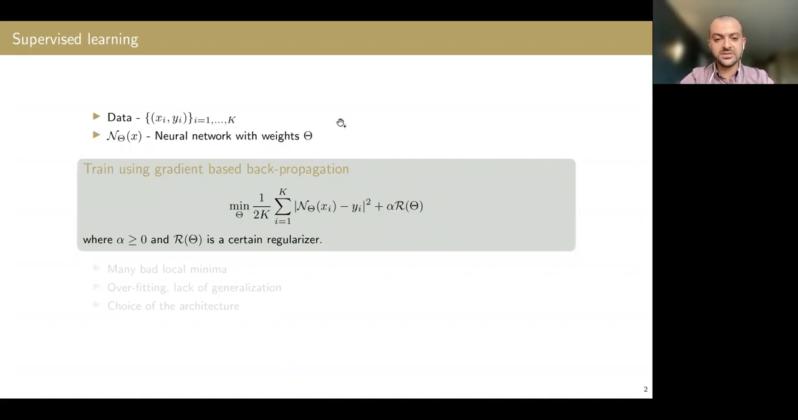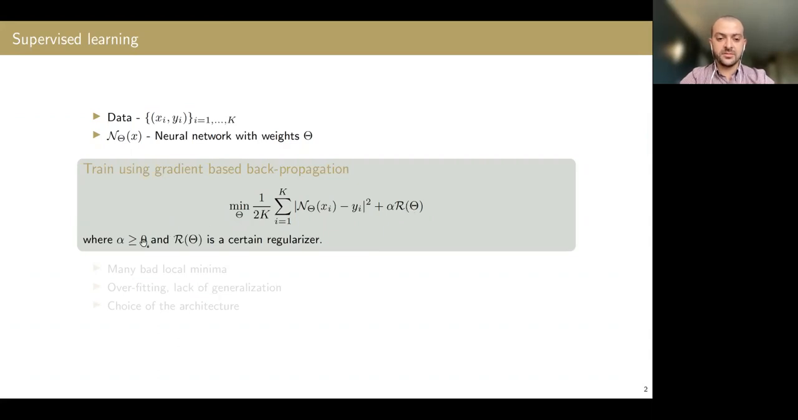So typically this problem is solved using backpropagation with a loss function having this formula, which is 1 over 2k, sum i equals 1 to k, of the network at xi minus yi, squared, plus alpha times R of theta. So this first term is the fidelity. We're trying to find a network whose response to the xi is very close to the yi. And then on top of that, we typically put some penalties on the weights theta.